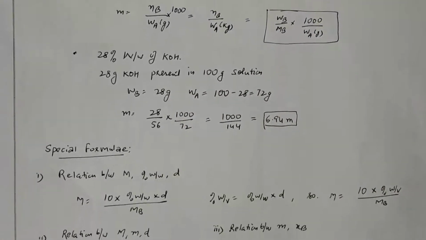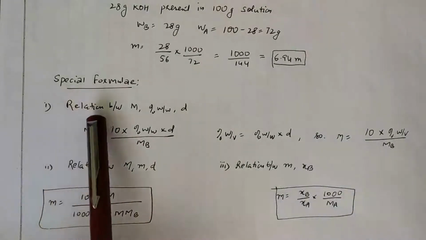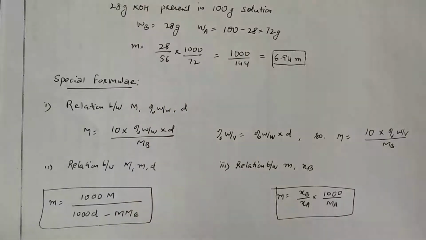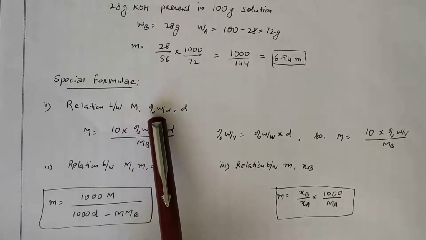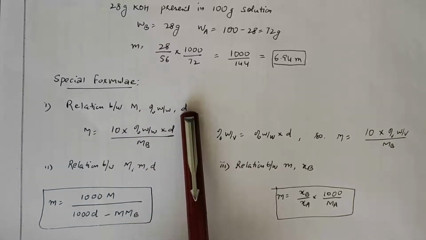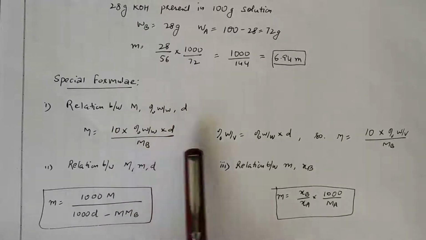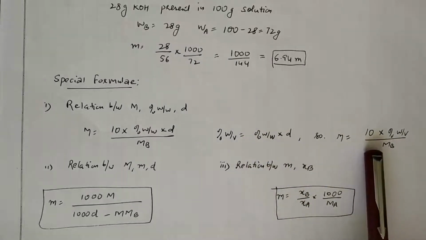Some special formulas are related to these terms. First is the relation between molarity, percent weight by weight, and density. Molarity belongs to group A, percent weight by weight belongs to group B, so they can be interconverted by using density. This is the relation: 10 into percent weight by weight into D upon MB. You can use this relation also, and from this you can derive the other relation.